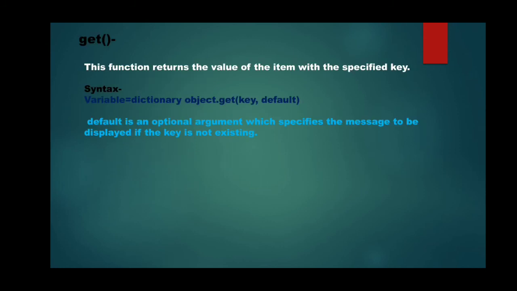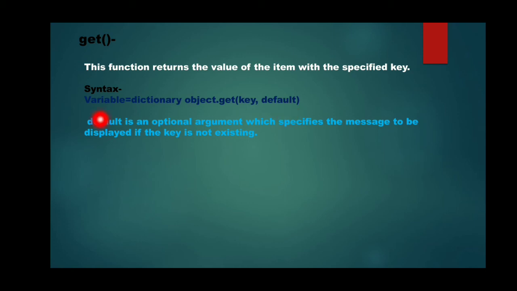This is another function, get. This function returns the value of the item whose key we specify. To this function we provide a key, and it is going to return the value of that particular key. But if the key does not exist, it will flash an error. So in order to avoid that error, a second argument can be specified with the get function, and that is the default argument. See, what is the syntax?